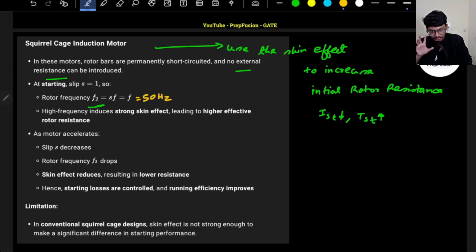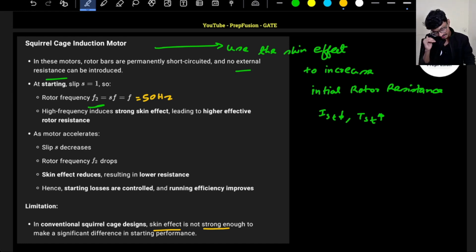Which is 50 hertz. In this frequency, skin effect by itself is not that dominating. Skin effect is not strong enough to make a difference, right? It will not increase the R external too much. So we have to modify our rotor.